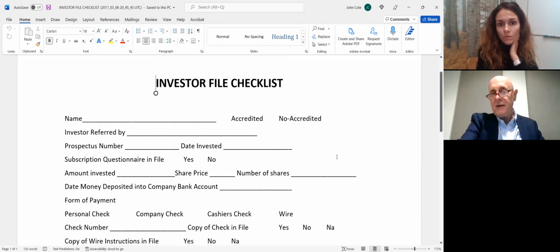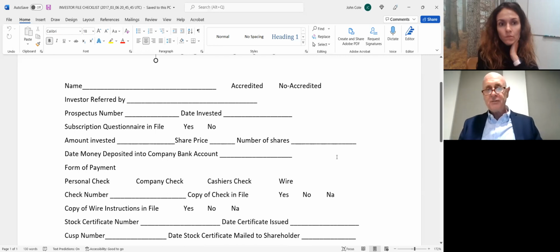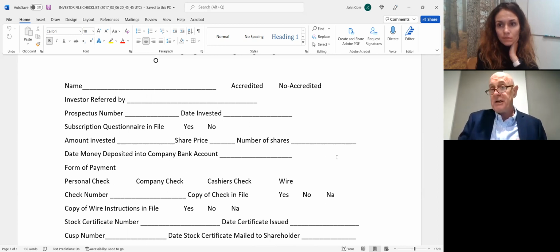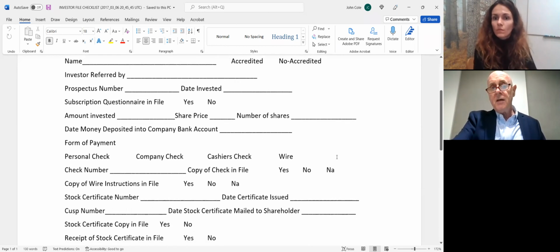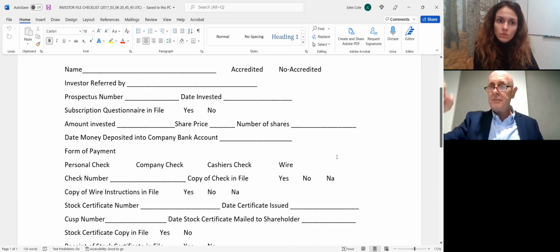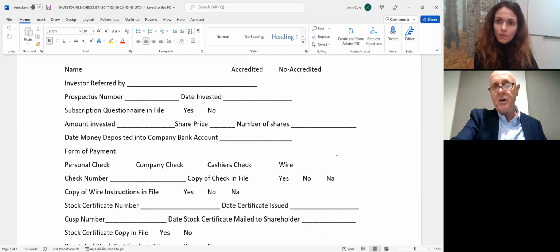So on the investor file checklist, you put the shareholder's name. And then off to the right, accredited or not accredited. You circle or highlight which one it is. Then you have the investor referred by. That's really important. It may have been referred by an already existing shareholder, but you want to put the person who referred this investor to the company. Then the prospectus number. Remember, I had that number 28 on the subscription agreement. That would go there. The date invested is the actual date they invested, which is the date on the check.